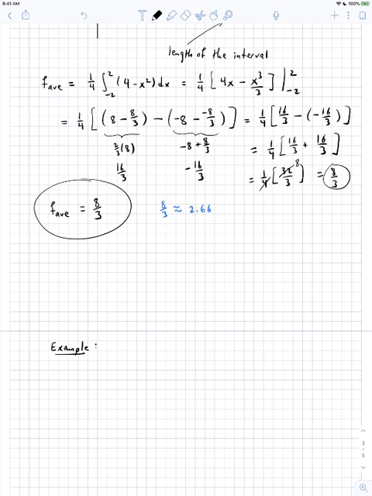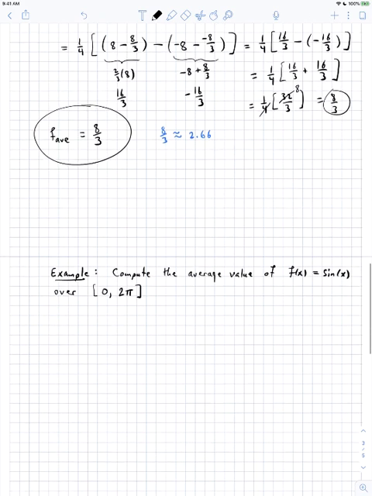So for this example, we'll choose a function which is sometimes positive and sometimes negative. So compute the average value of f of x equals sine of x over the interval, let's say from 0 to 2 pi. This function, sine of x, is sometimes positive and sometimes negative on that interval. So let's compute the average value.